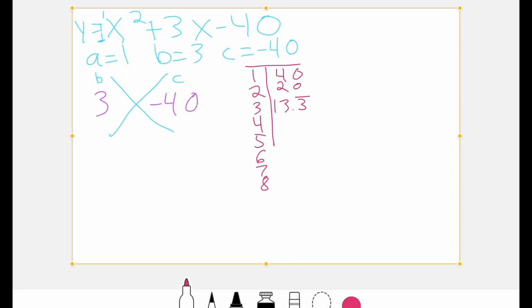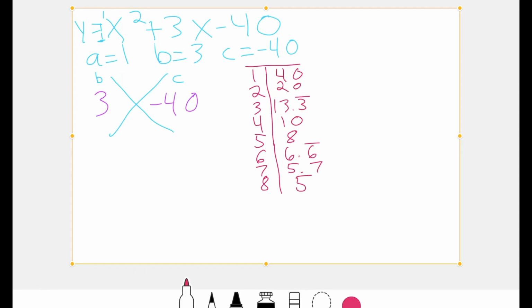40 divided by 4 gives me 10. 40 divided by 5 gives me 8. So on and so forth. I know I can stop here. Nope, hold up, I can't stop there. A few more. 40 divided by 6 gives me 6.6 repeating. 40 divided by 7 gives me 5.7, and then 40 divided by 8 gives me 5. So I know for a fact here is the same thing that I had up here, so I can stop.